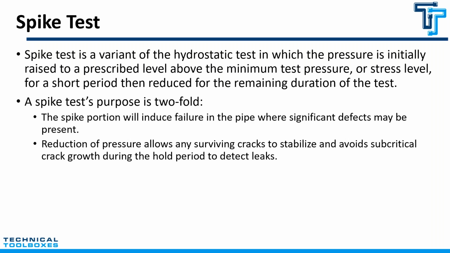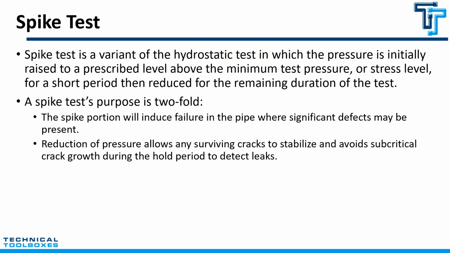So it's essentially spiking it, and this is done for 2 main reasons. One is you want to induce failure in the pipe. If there are defects that need to be attended to, that's one thing you can do. The other thing it allows you to do is, since you are introducing a higher pressure range, any surviving cracks that could potentially have been a problem could be stabilized. That's also one thing that's done.